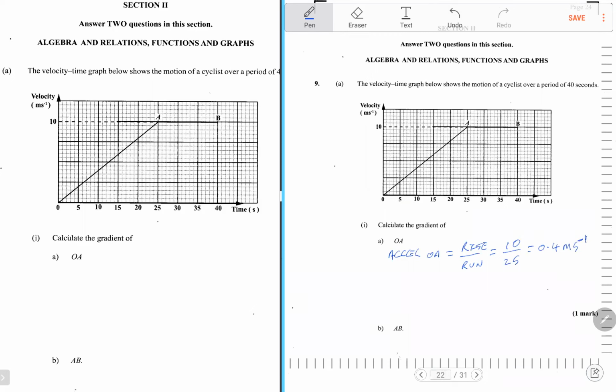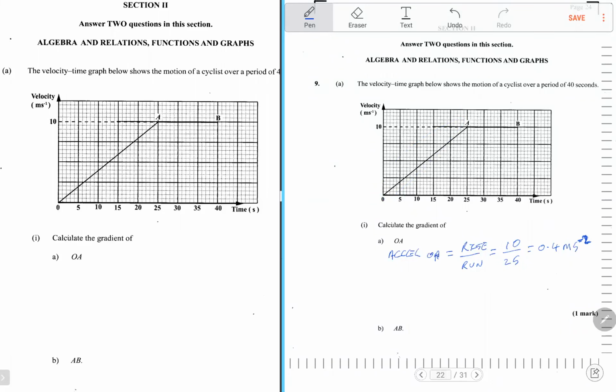So that's the rate at which the speed is increasing. The speed on the first segment here is increasing at 0.4 meters per second squared. So every second the speed increases by 0.4 meters per second.